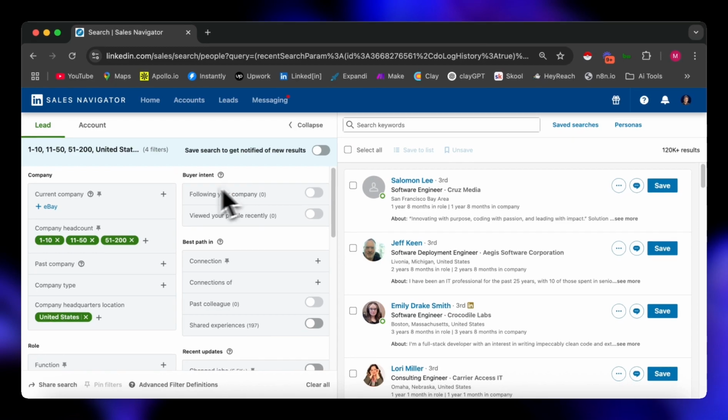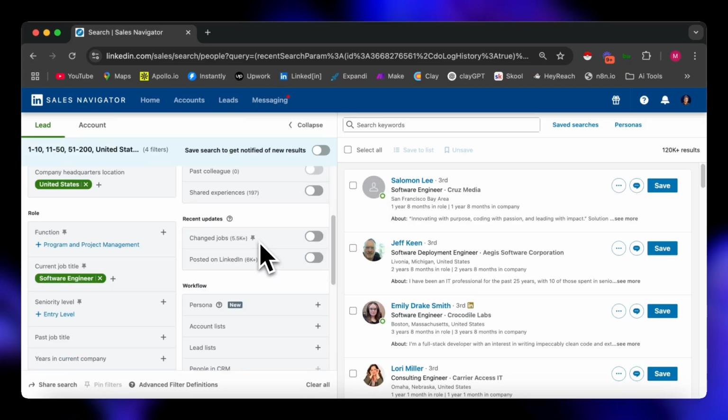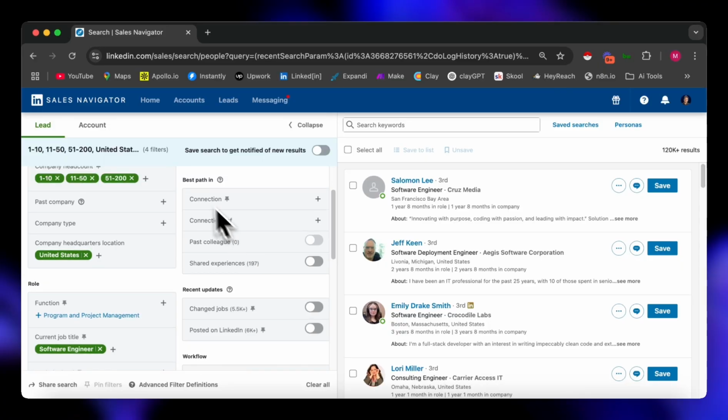Coming back up, this buyer intent area is something that I don't use. You can see it doesn't even have much use for me, and there's 120,000 people here, and there's no buying intent apparently out of all these people. I don't love that section at all. Best path in, let me get back up here.